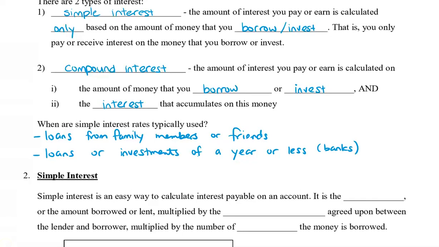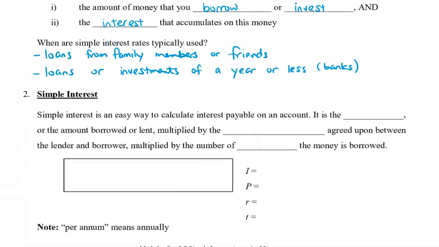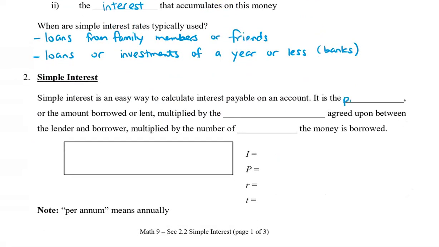Simple interest is called simple interest because it's simple or easy to calculate. So first, we take the principal, which is the amount of money borrowed or lent, and then we multiply that by the rate of interest that is agreed upon between the lender and the borrower, and then we multiply that by the number of years the money is borrowed. So this gives us a formula that interest is equal to P times R times T. Or some people remember this as I is equal to PERT.